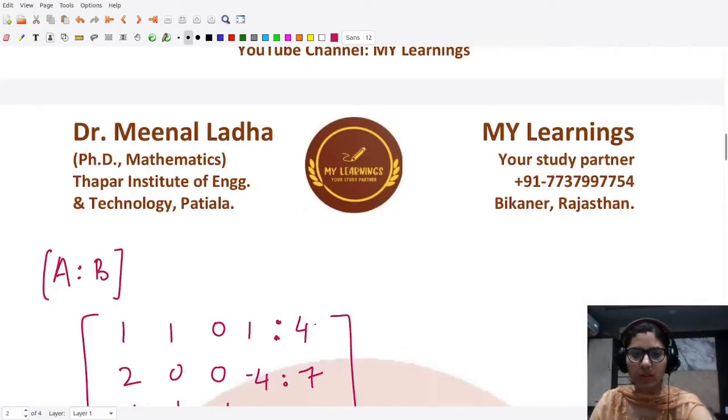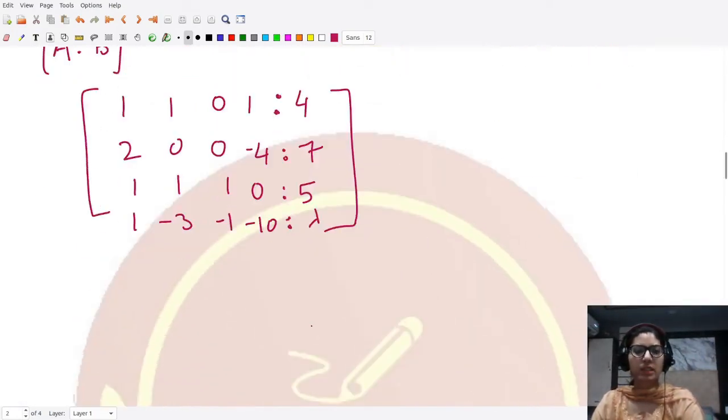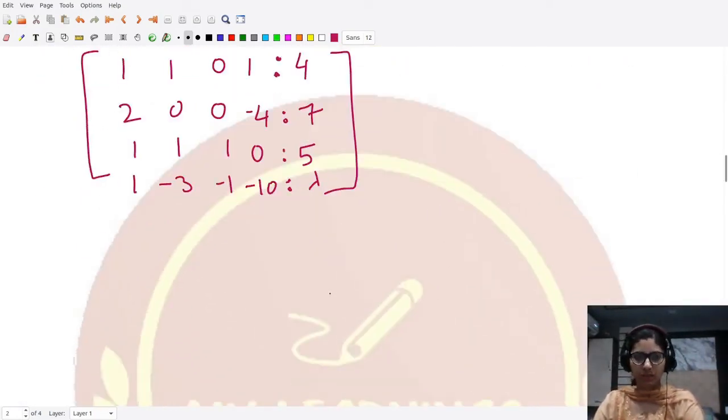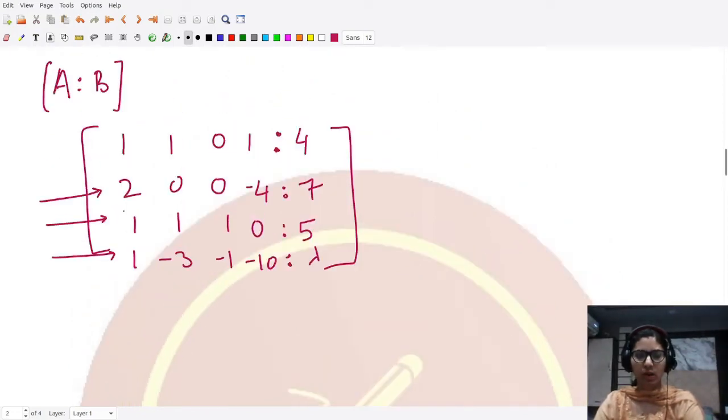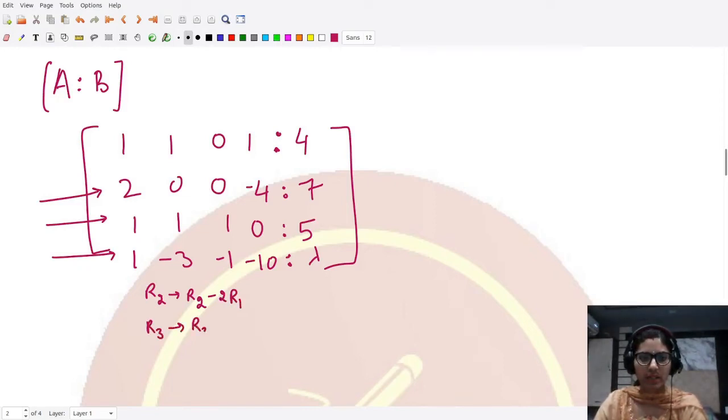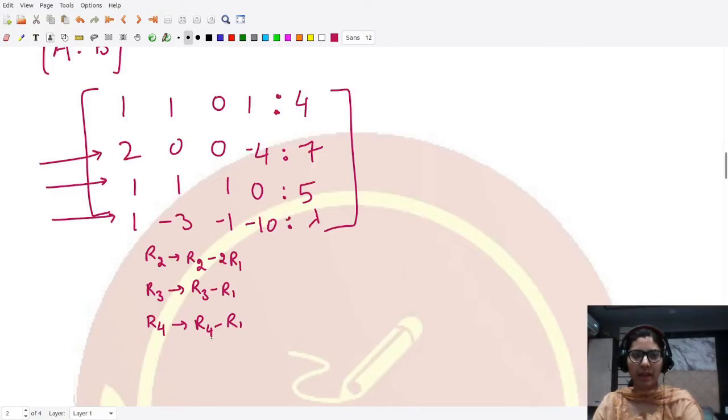Now what do we do here? We will make this in the echelon form. So we will make this element 0, this element 0, this element 0. How can we do that? We'll use row 1 for this. On R2 we'll apply the operation R2 minus 2 times R1. Then on R3 we'll apply R3 minus R1. Then on R4 we'll apply R4 minus R1. So these operations we will apply here.